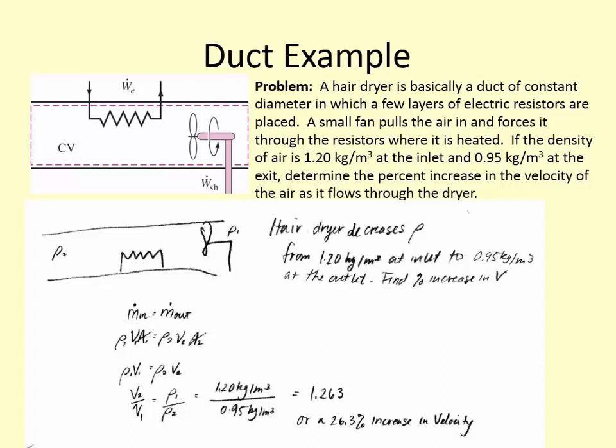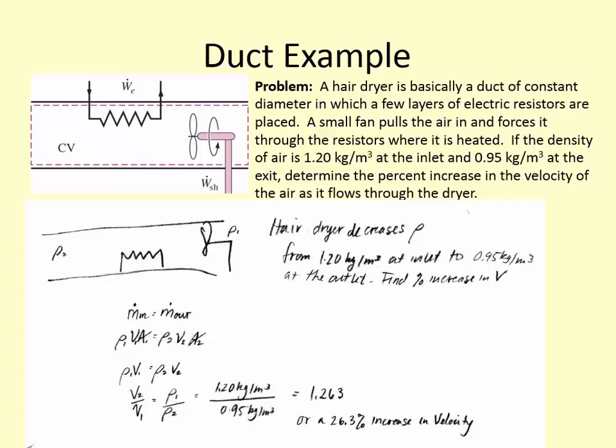We're simply left with density times velocity of the inlet is equal to the density times the velocity of the outlet. And if we want to know this percent increase of velocity, that's just V2 over V1 is equal to density 1 over density 2. So if we plug the numbers in for that, 1.2 kilograms per meter cubed divided by 0.95 kilograms per meter cubed, we find that it's a 1.263 ratio.